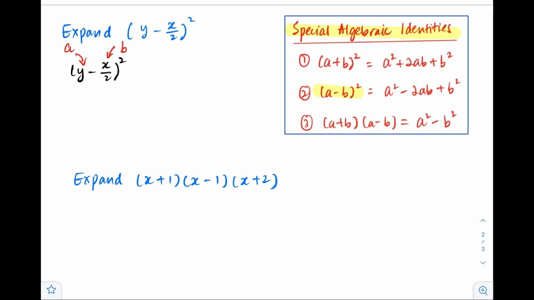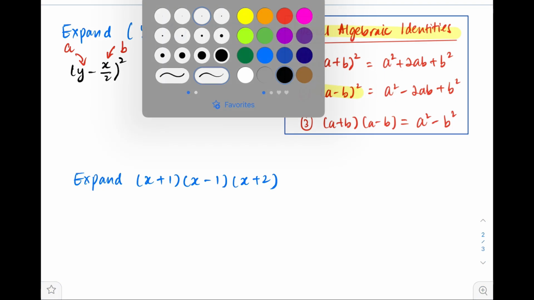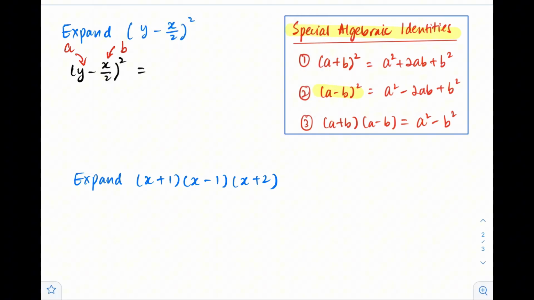So if we were to use the second special algebraic identity to help us expand, we are going to get a squared, which is simply y squared, minus 2 times a, which is y, times b, which is x over 2, plus b, which is x over 2 squared. So let's simplify this. y squared minus 2 times y times x over 2.